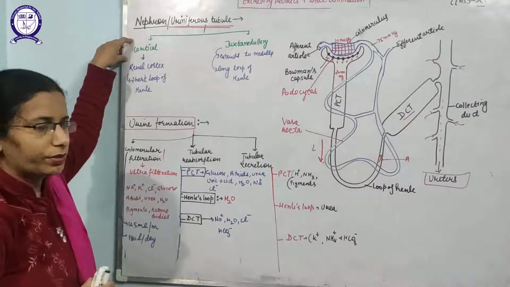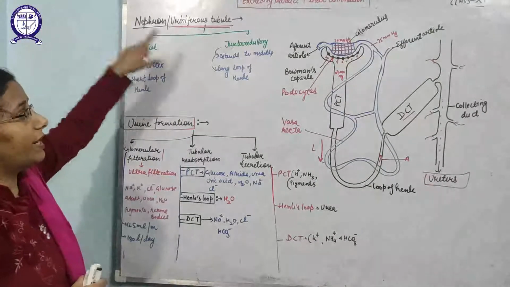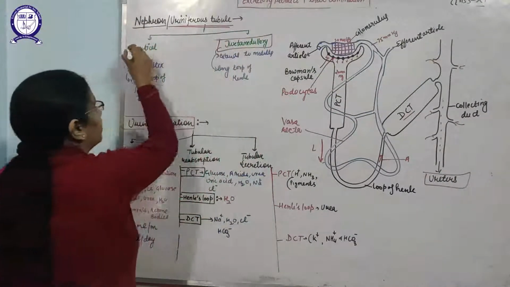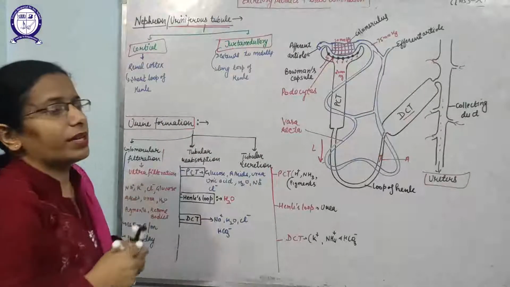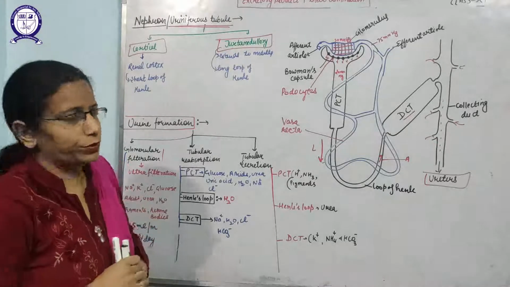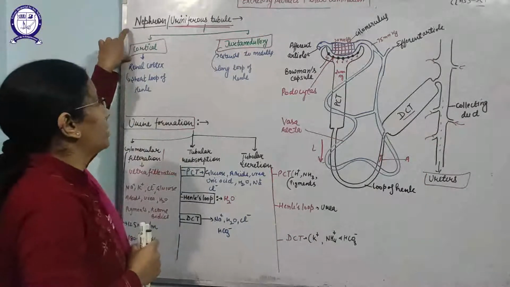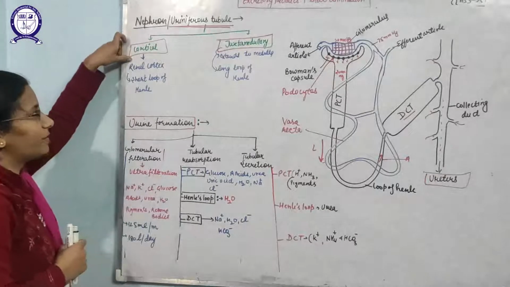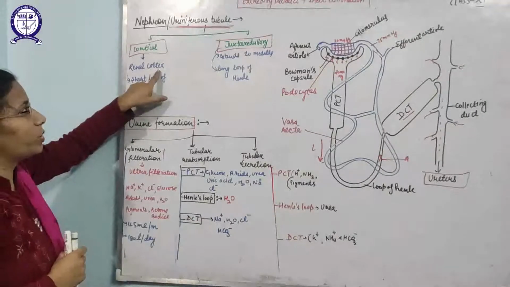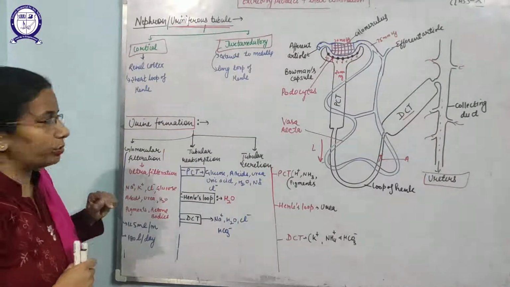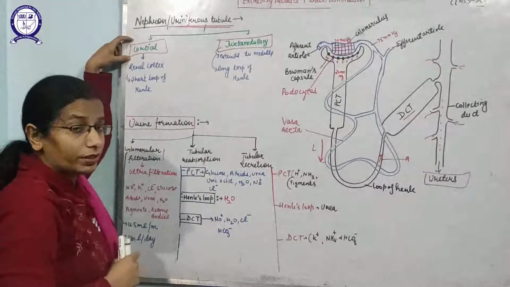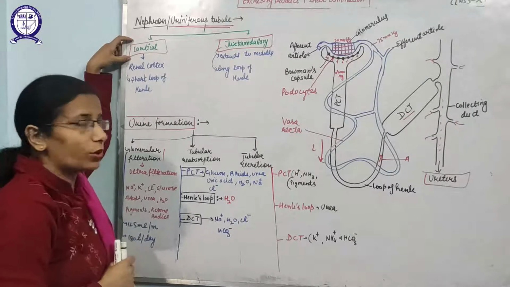Nephrons are of two types. First is the cortical nephron, and second is the juxtamedullary nephron. These names are given according to the location or position of the nephrons. For example, in cortical nephrons, the Bowman's capsule and glomerulus are mainly found in the renal cortex. So on the basis of the cortex, the name cortical nephron has been given, because these are found in the cortex.